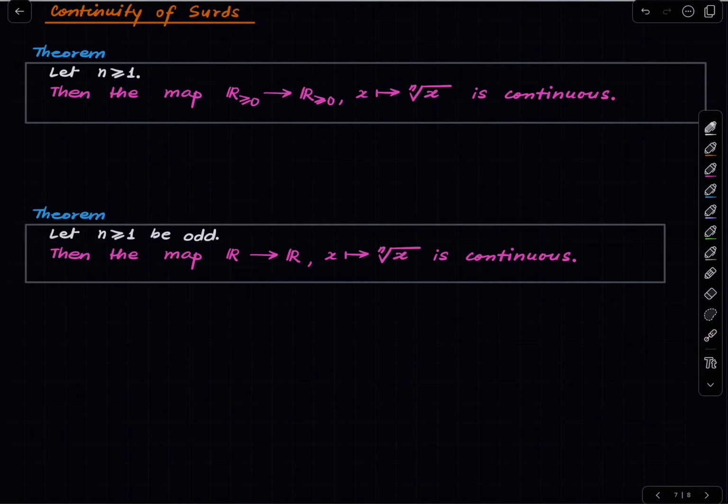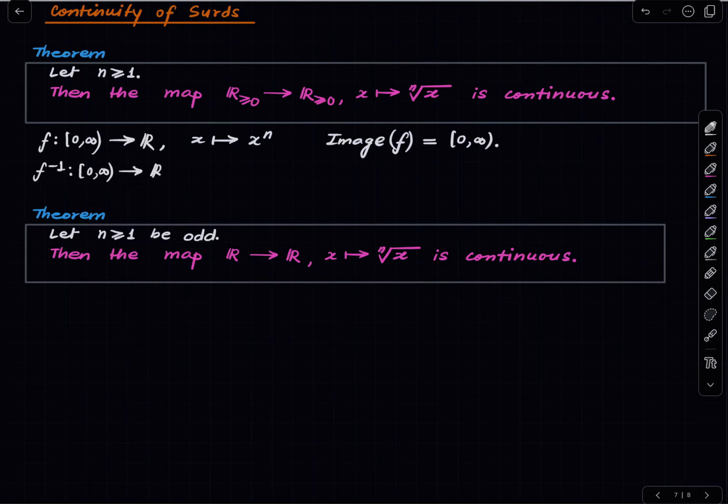So how do we prove this? We have this function f defined on this interval, which takes x to the power n. And this is an injective continuous function whose image is this thing. And therefore, by the previous theorem, the inverse, which is nothing but x going to nth root of x, is continuous. So the nth root map is a continuous map whenever n is a positive integer.